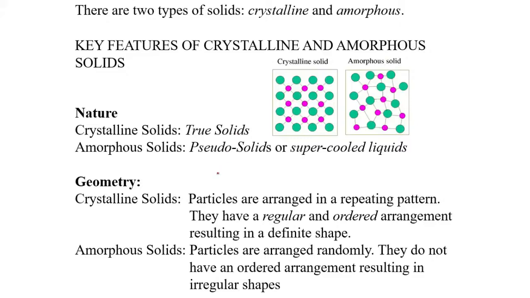Next point, about geometry. Crystalline solids have their atoms arranged in a repeating manner, in a regular and ordered arrangement. Crystalline solid shape is very defined and definite. Amorphous solid atoms are arranged randomly. They don't have a regular and ordered arrangement. Amorphous solid shape is very irregular.